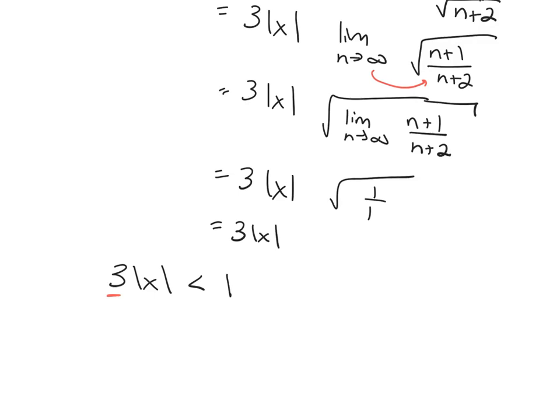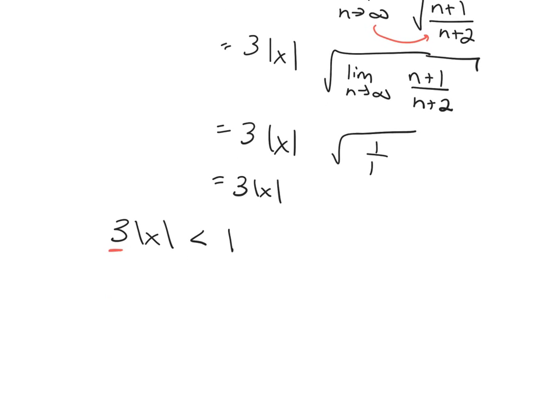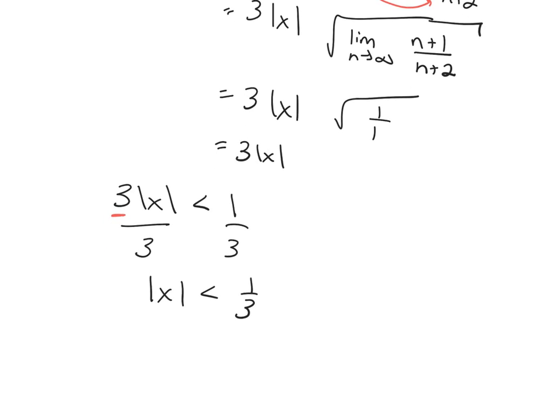You want to isolate the absolute value of x. How could you isolate it? Divide by 3. So I'm going to do that now. Let's divide both sides by 3. Once you've isolated the absolute value, the number that's over here is automatically your radius of convergence, 1/3. Okay. So I've isolated my absolute value. So this here, this is my radius of convergence. It's r equals 1/3.